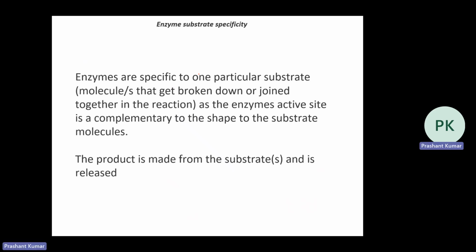As the enzyme active site is complementary to the shape of the substrate molecule, that is why they can fit into the active site of the enzyme. And the shape of the product is totally different from the shape of the substrate. So this enzyme, the substrate and the product shape is totally different, as we have seen in the previous diagram. So that's enzyme substrate specificity.